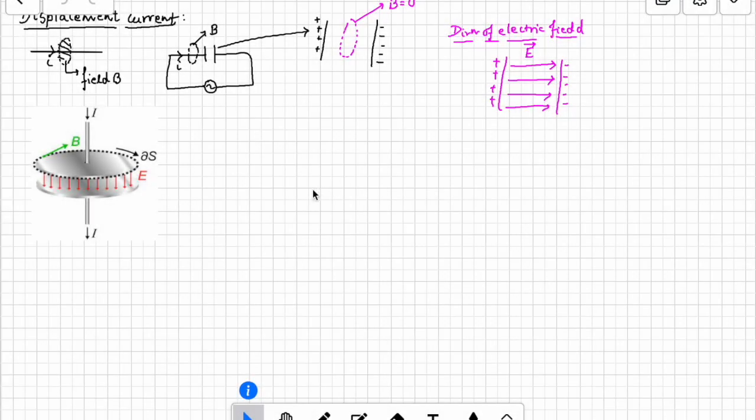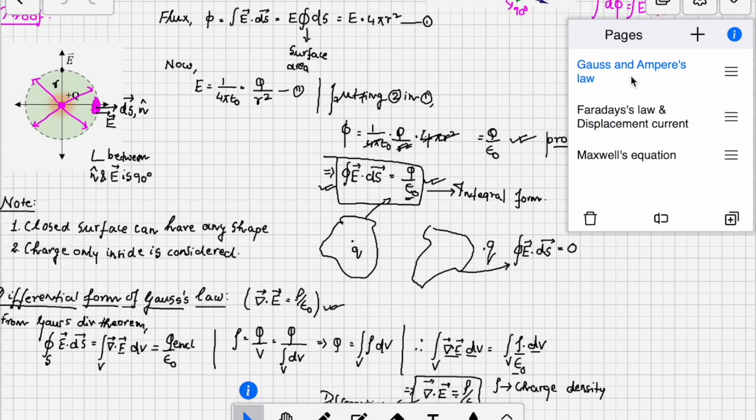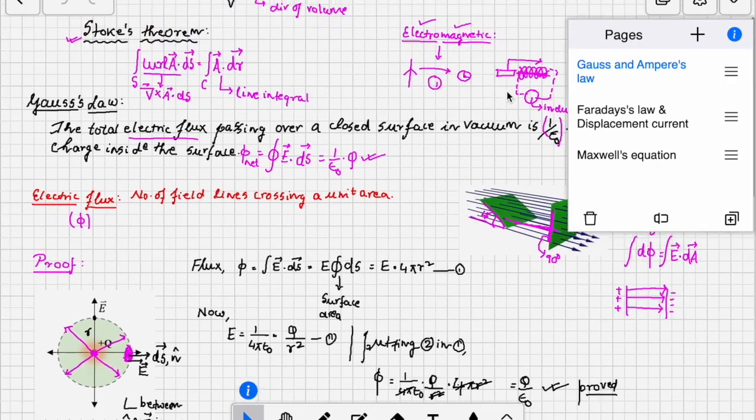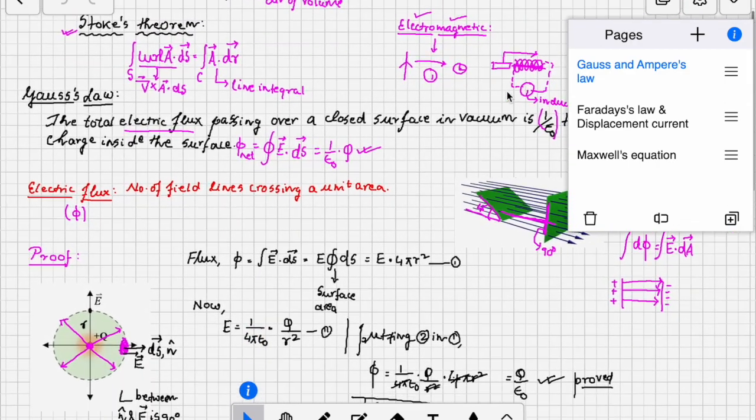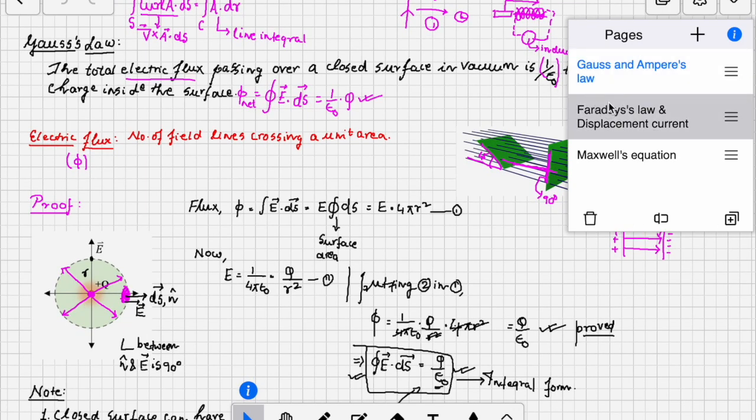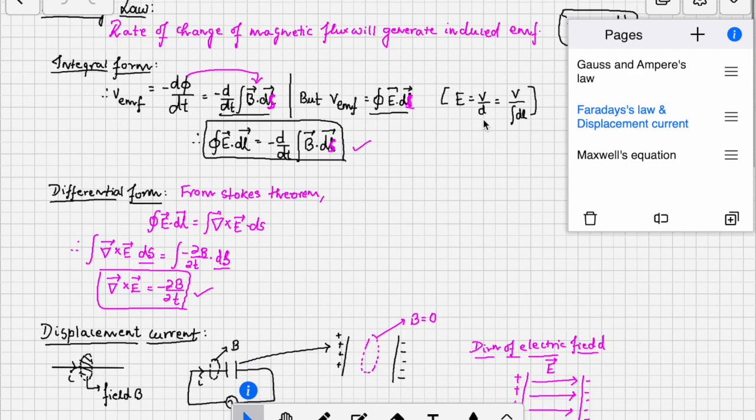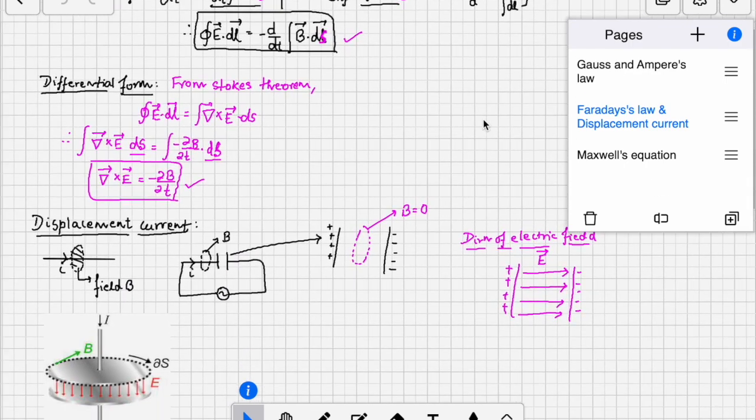Good afternoon, good morning, and today we are going to talk about displacement current, and then we are going to finalize our Maxwell's equation. In the last class, we did talk about four laws. The first one was Gauss's law, and before that, I did tell you about the divergence and the Stokes theorem that you should know. So we have Gauss's law, and then we talked about Ampere's law, and then Faraday's law. We have written the integral and differential form of both Gauss's law and Faraday's law.